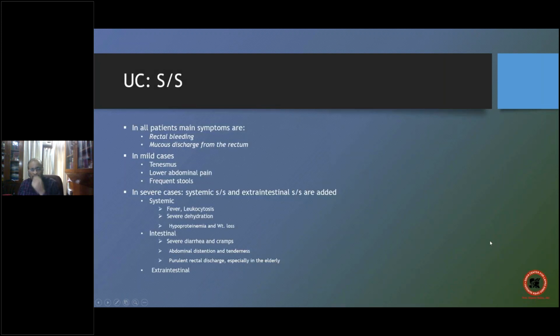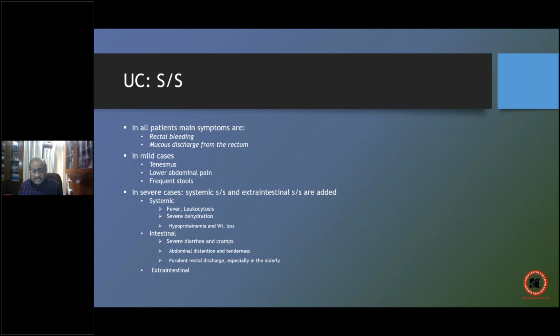That's ulcerative colitis. The main symptoms of ulcerative colitis are two: number one, rectal bleeding, and number two, mucosal discharge from the rectum. These two are always present. Along with that, in mild cases, you may have tenesmus, which is basically a strong urge to defecate with hardly any fecal content. It is only blood and mucus. Number two, lower abdominal pain. And number three, frequent stools. The frequency of stools increases.